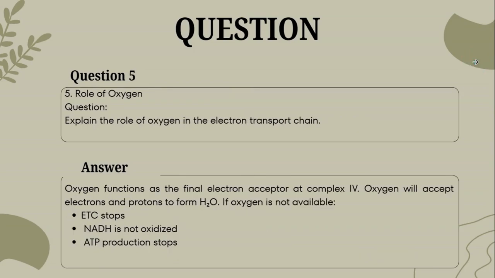The next question about role of oxygen. Explain the role of oxygen in the electron transport chain. Oxygen functions as the final electron acceptor at complex 4. Oxygen will accept electrons and protons to form H2O. If oxygen is not available, the ETC stops, NADH is not oxidized, and ATP production stops.